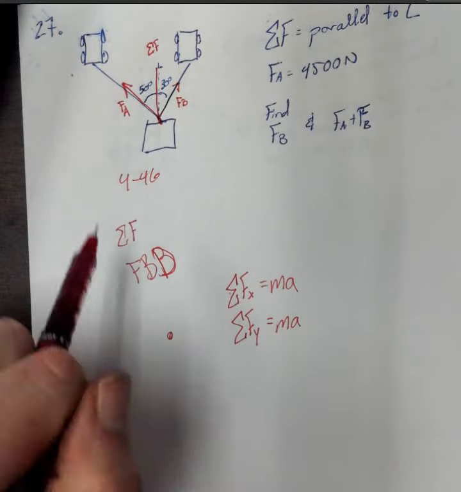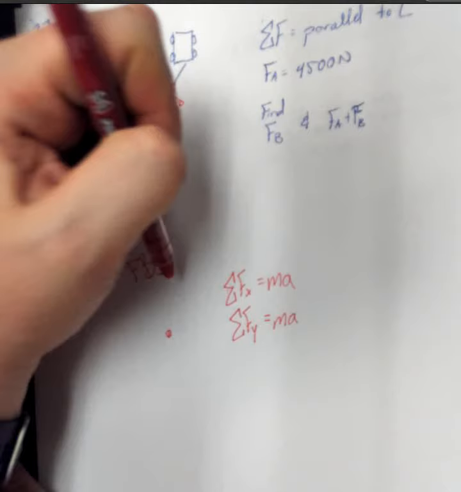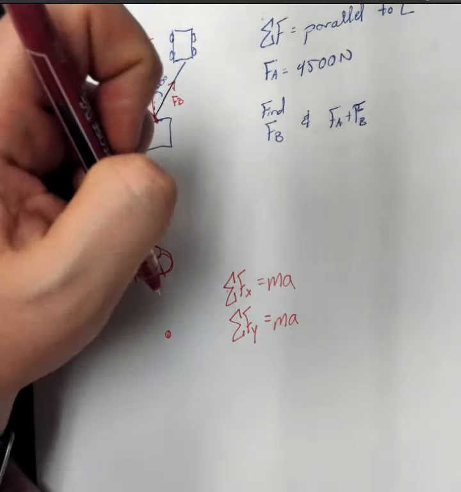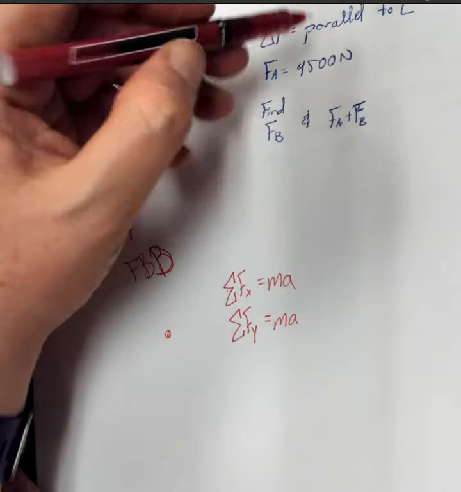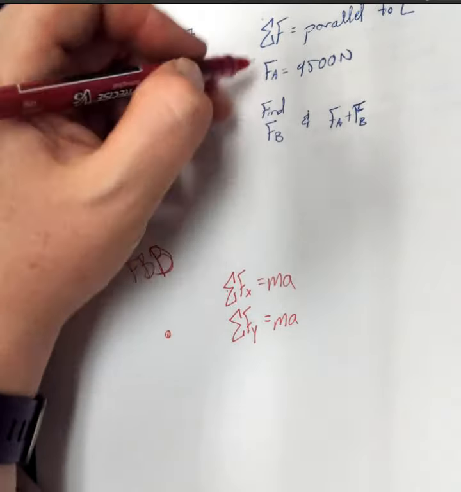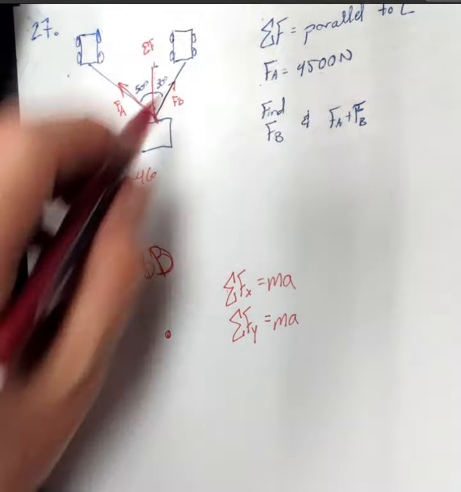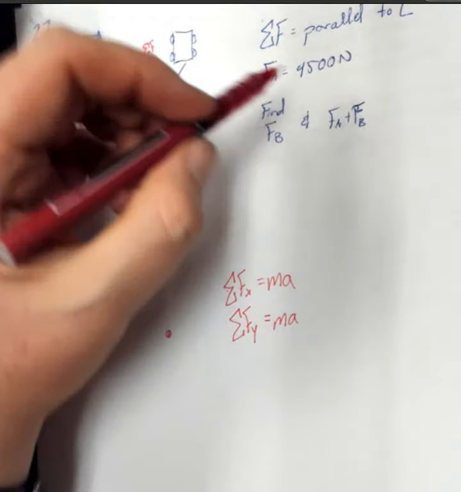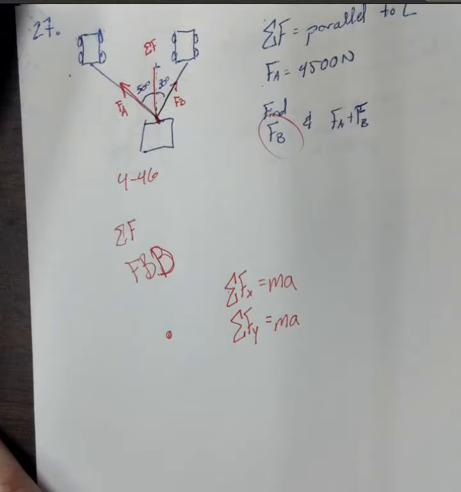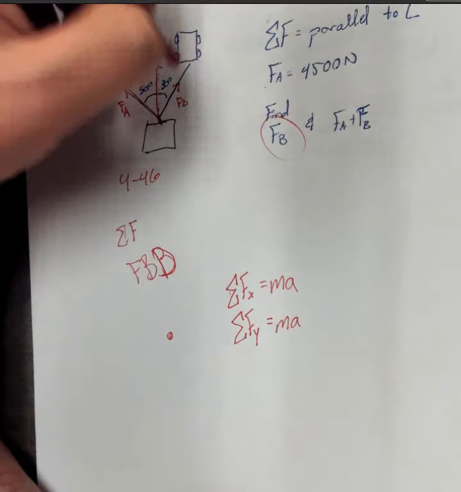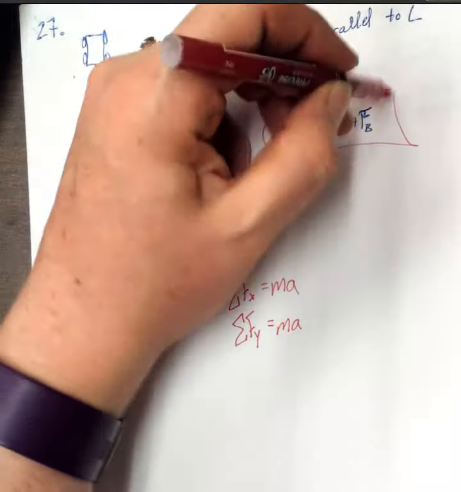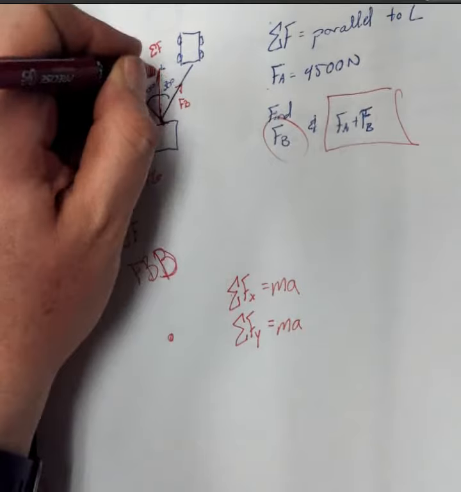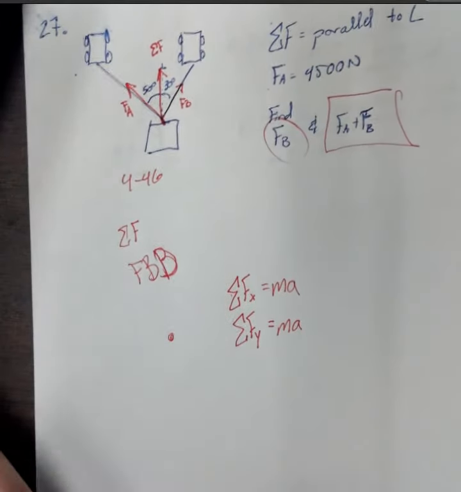Once you've established that and you've considered both Newton's first and second law, you should be able to, if you're given that the force of tension from object A is 4,500 newtons, you should then be able to solve for the force resulting here and the sum of those two forces, aka the resultant vector that's parallel to line L.